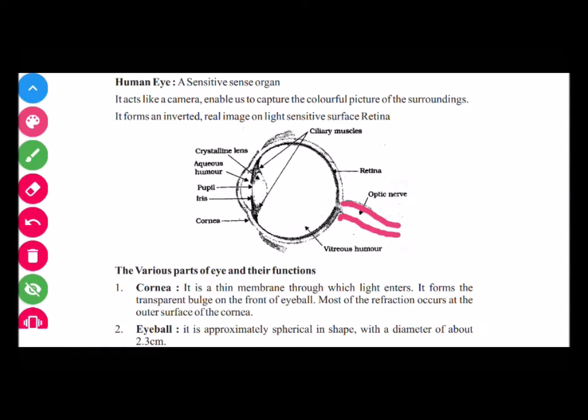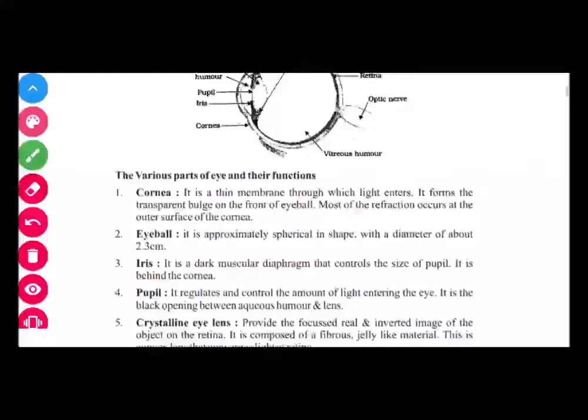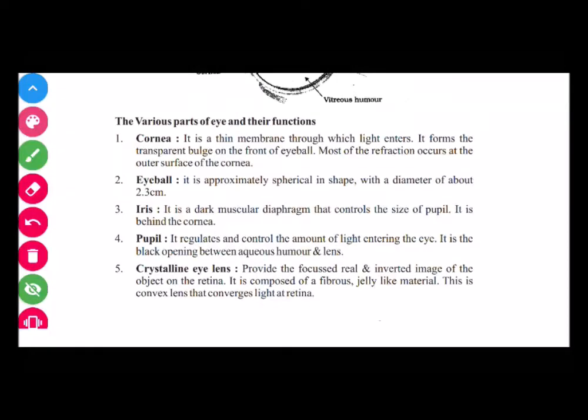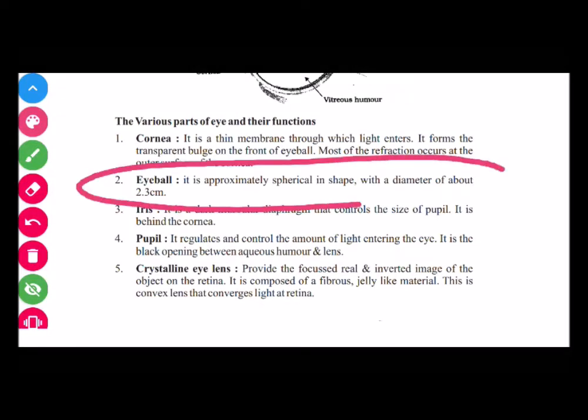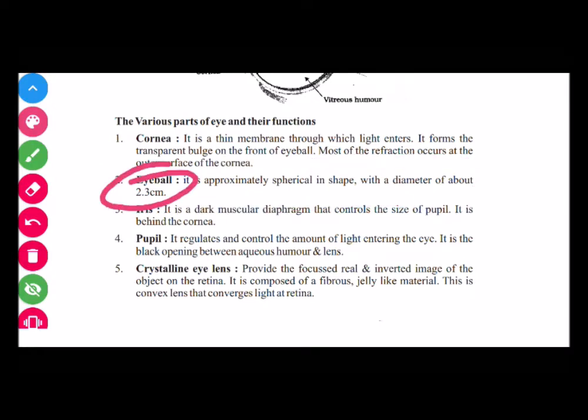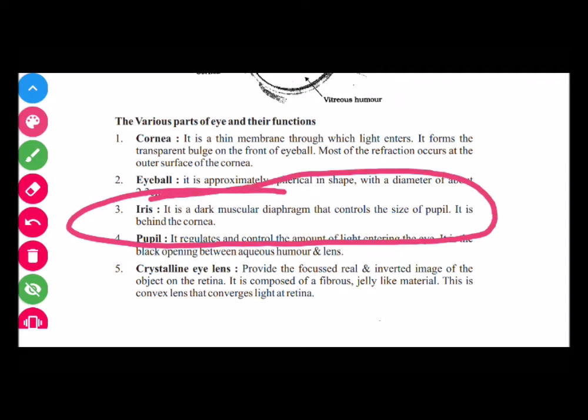Are you ready? So, tell me the different parts of human eye. First one, cornea. It is a thin membrane through which light enters into your eyeball. It forms a transparent bulge portion, and most of the refraction occurs at this region. Ready? Now, it is approximately spherical with a diameter of 2.3 centimeter. Don't forget that value. How much is your eyeball? Nearly 2.3 centimeter.